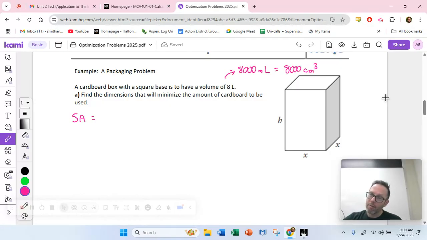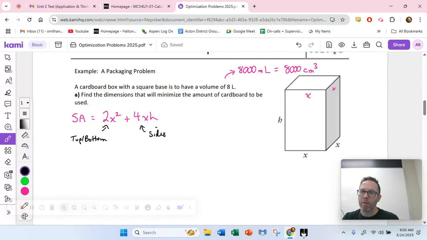We have a bottom of the box. We have a top of the box, and those are both x by x. So we have a top and bottom, and the area of the top and bottom will be 2x squared. Maybe you can add a note here for coming back to this later: where did that come from? It's the area of the top and bottom. And then we have 4 of these sides that are x by h. So this is an expression for the surface area of this square-based rectangular prism box.